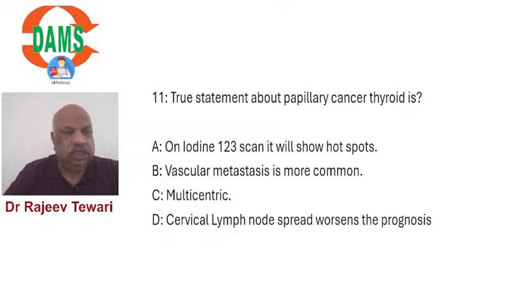Papillary cancer thyroid: on iodine 123 scan will show hotspot. Vascular mets are more common. Multicentric. Cervical lymph node spread worsens the prognosis. What's wrong here? Oh, what's true? Sorry, not what's wrong. What's true?